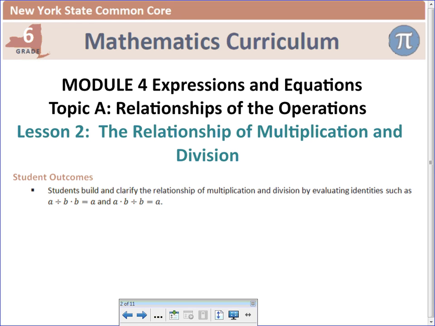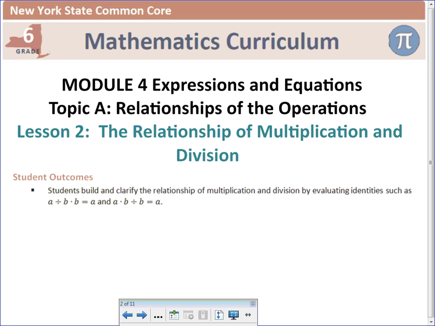Boys and girls, today we're going to look at Module 4, Lesson 2, which is the relationship of multiplication and division. On Friday, we looked at the relationship between addition and subtraction, so I think we're going to see a lot of similarities in today's lesson. Let's look at the student outcomes.